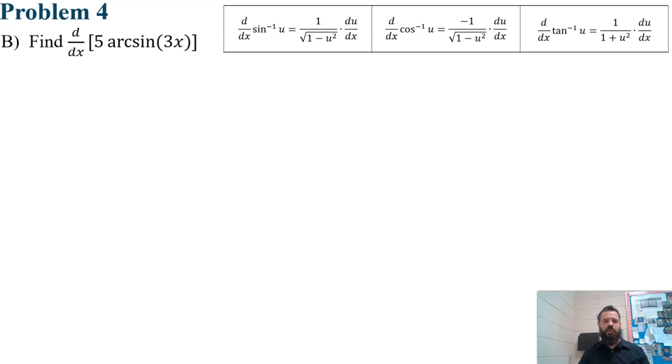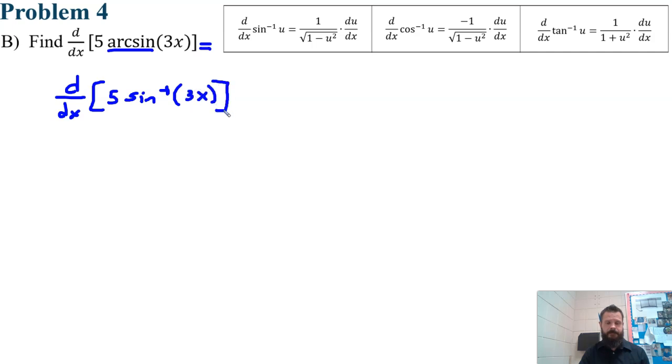Let's go ahead and take a look at one more of these together before we give you a few to try on your own. Okay, so same idea, find d over dx, the derivative of this 5 arc sine of 3x. Now first off, arc sine is just the same thing as sine inverse. So if we feel like it, we can rewrite this as d over dx of 5 times the sine inverse of 3x. Alright, AP exam could present it as a sine inverse, could present it as an arc sine, so we'll kind of do the same thing.